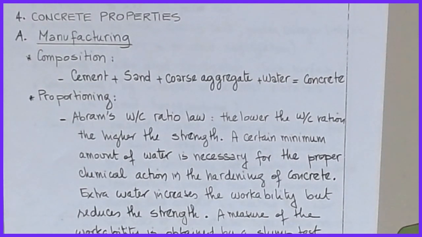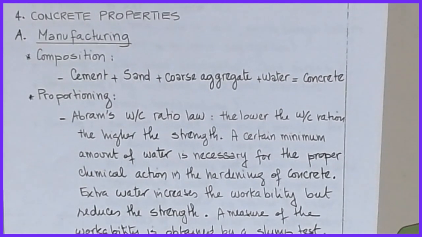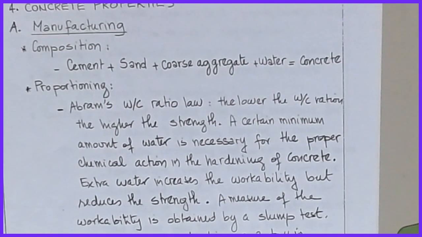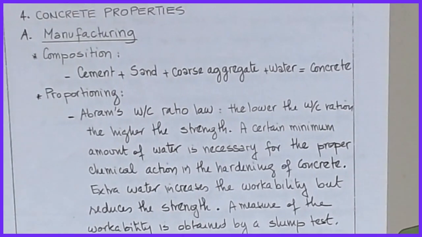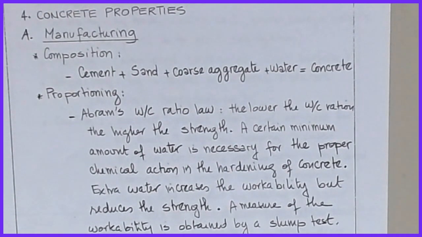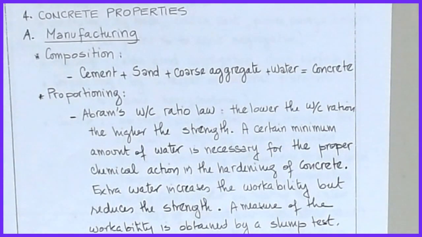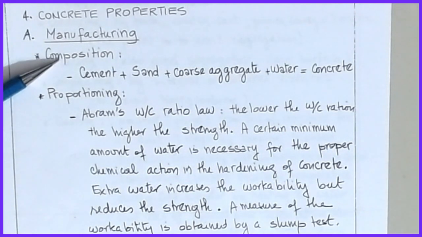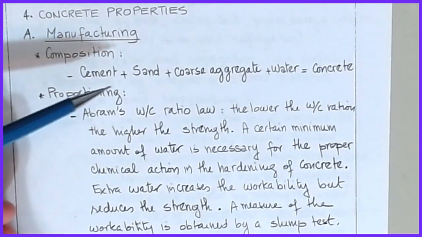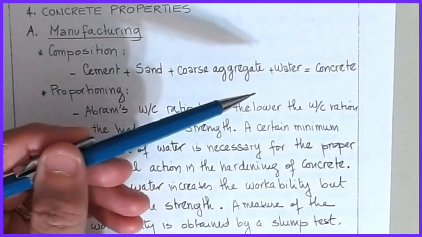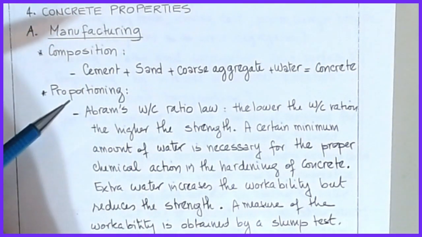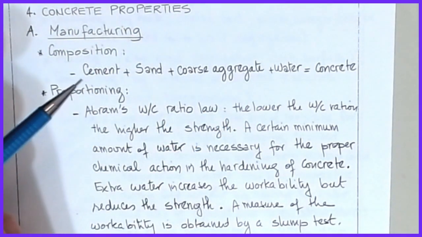So to start off with, we'll talk about some of the concrete properties that we need to be aware of as we start to begin our study into the design of reinforced concrete structures. All right, so the first topic will be in the area of manufacturing. As we've talked about previously, the composition of a concrete material consists of cement, sand, coarse aggregate, and water. All of those mixed together appropriately make up what we know as concrete.